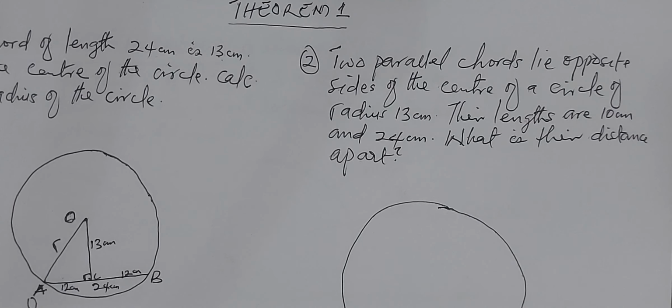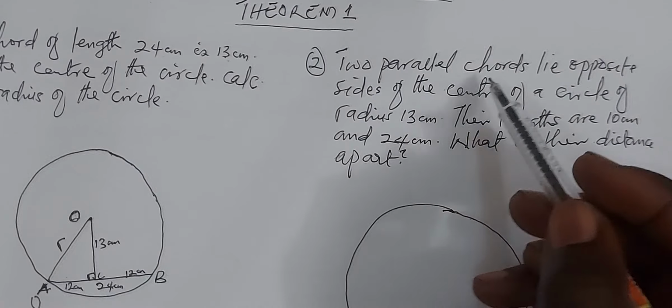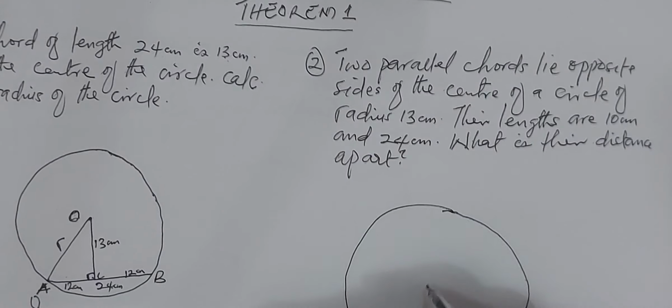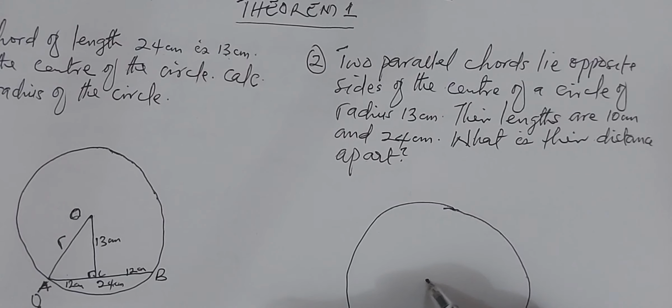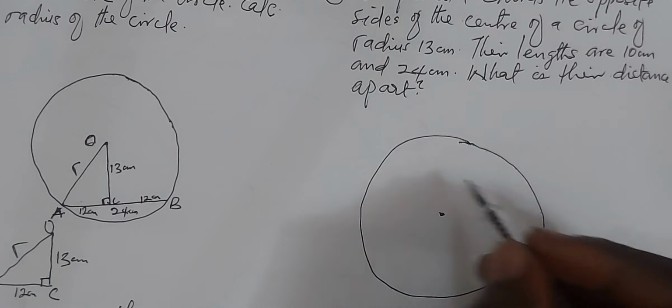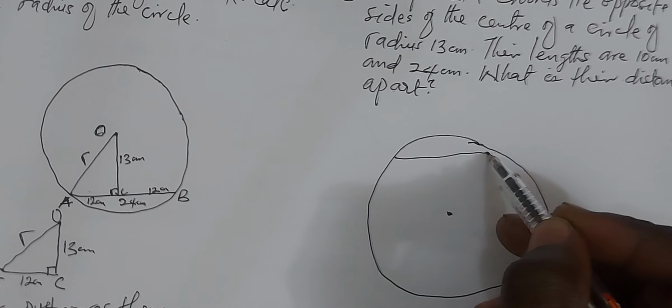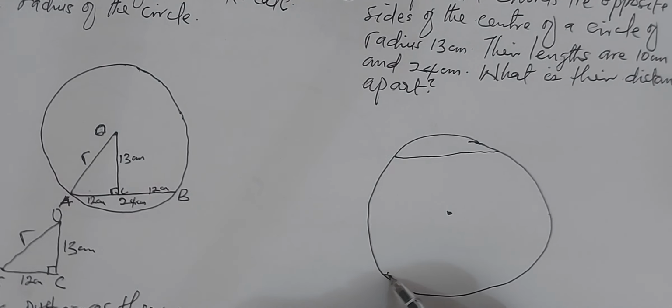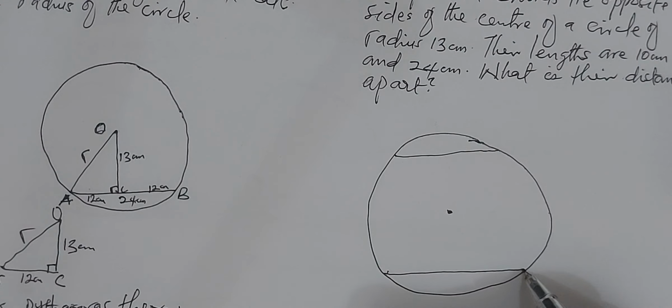Okay, assuming this is the circle. Two parallel chords lie on opposite sides. Let's say this is the center of the circle. One chord can be here and one can be here. Don't mind my circle, it's not perfect.